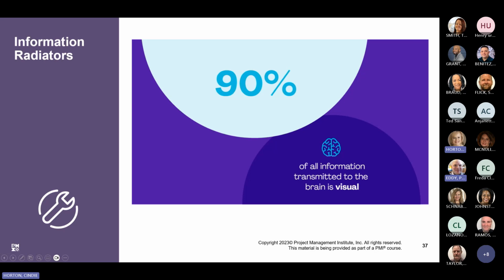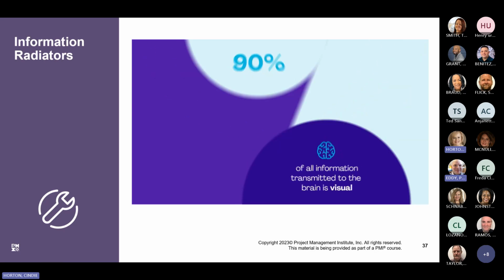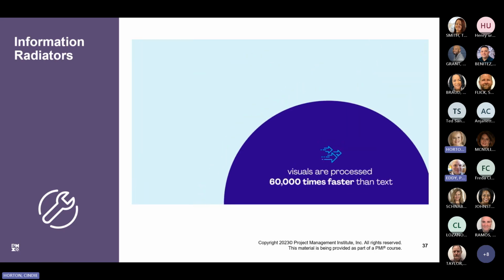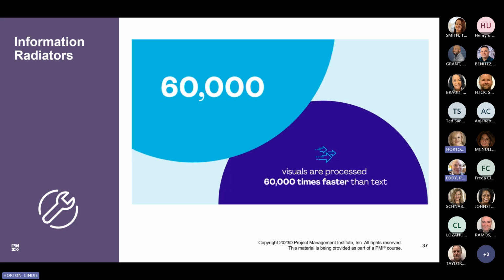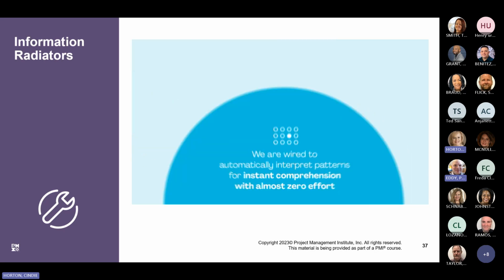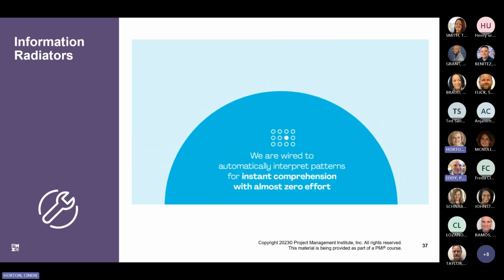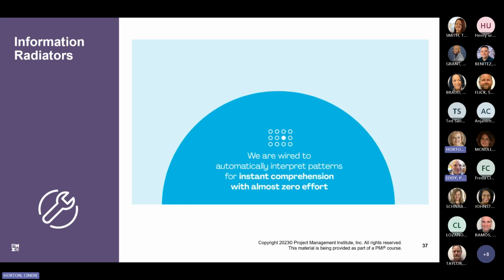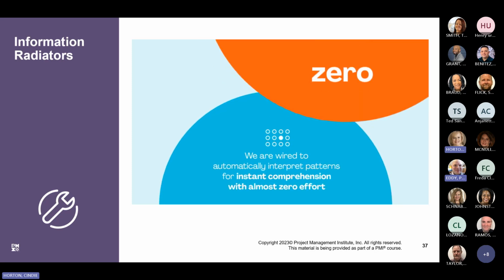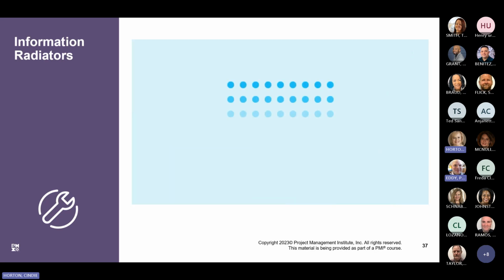90% of all the information transmitted to the brain is visual. Not surprisingly, visuals are processed 6 times faster than text. We are wired to automatically interpret patterns for instant comprehension with almost zero effort. Examples? What do you see right away? A different shape. And with this, a different size. And with this one, a different color.